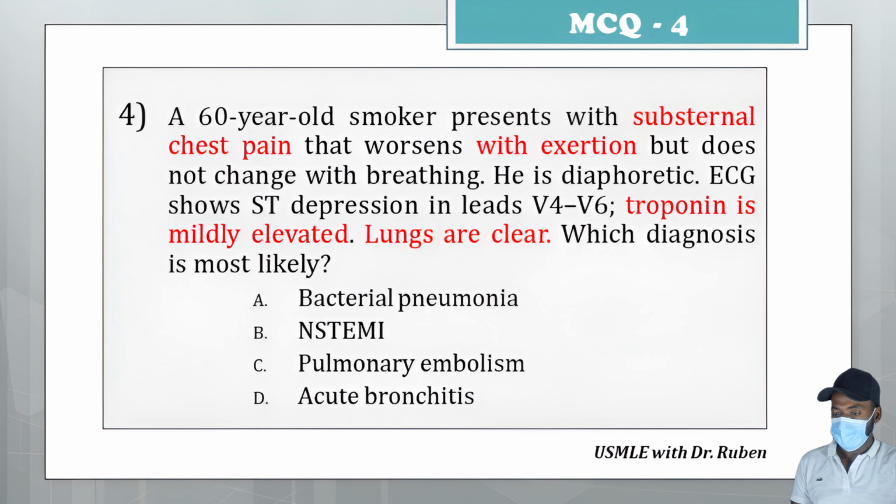Question 4. A 60-year-old smoker presents with substernal chest pain that worsens with exertion but does not change with breathing. He is diaphoretic. ECG shows ST depression in leads V4 to V6. Troponin is mildly elevated. Lungs are clear. Which diagnosis is most likely?